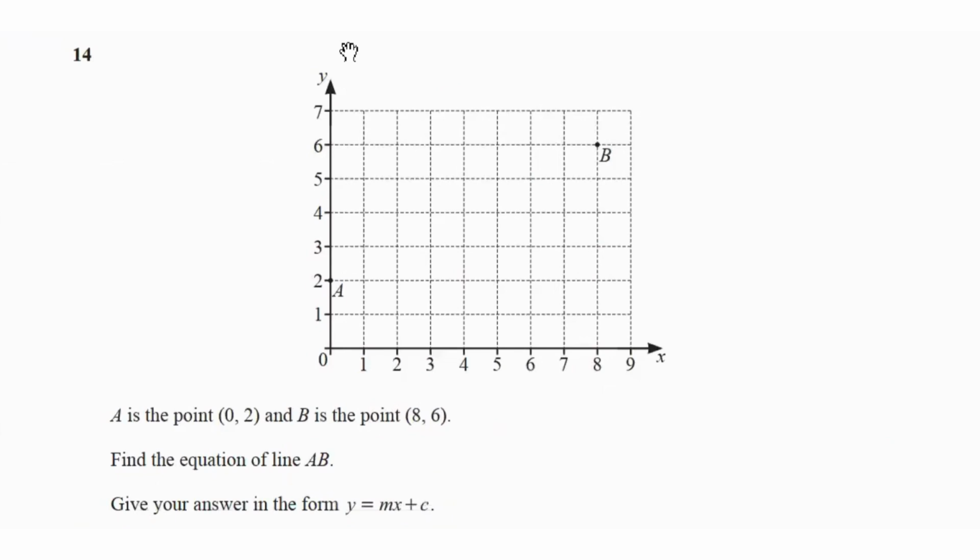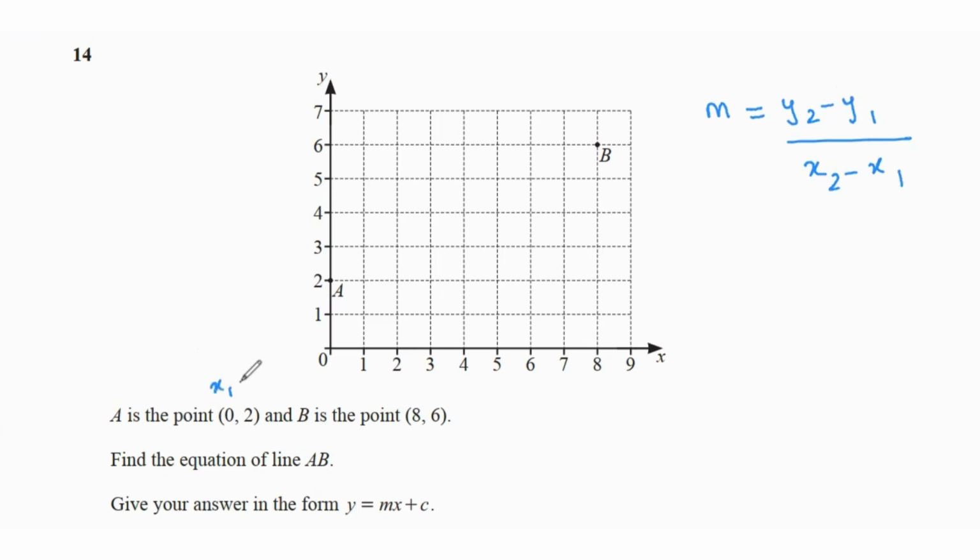Question 14 says, A is the point (0, 2), B is the point (8, 6). Find the equation of the line AB, giving your answer in the form y equals mx plus c. So identify the coordinates of A and B. So what we can do is we can use the formula for the gradient, which is y2 minus y1 over x2 minus x1.